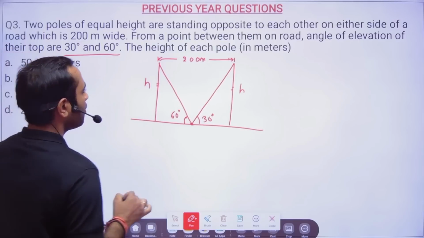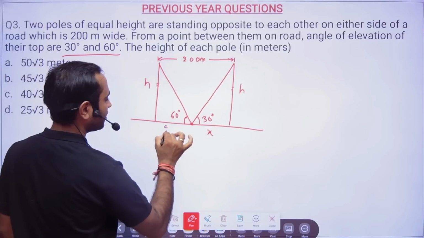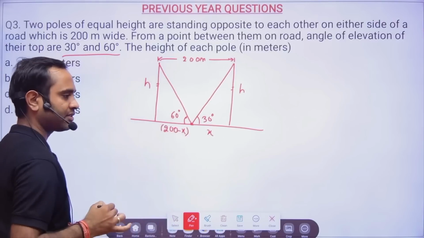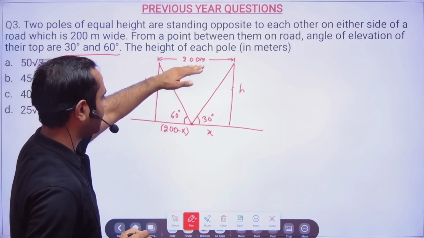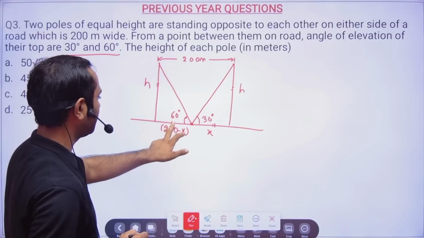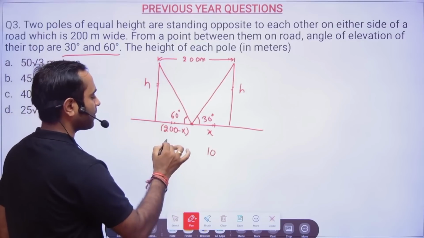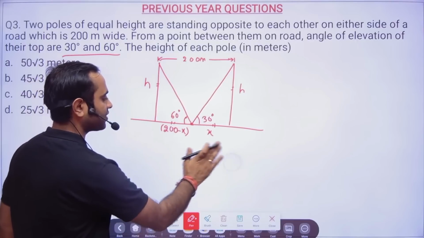Now friends, total is 200. I will assume this part is x, then this will become 200 minus x, right? If the total is 200 and this part I assumed x, then automatically this will be nothing but 200 minus x. See, if this is 10, then 200 minus 10 will become what? 190. Clear, right? So this much you understand easily.